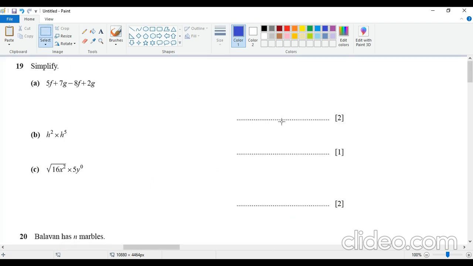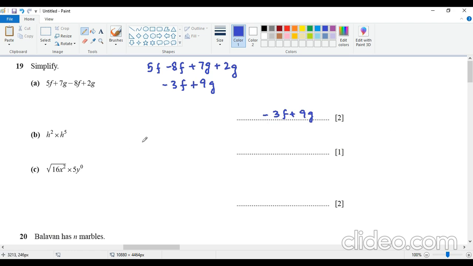In question number 19, it says 5f plus 7g minus 8f plus 2g. So we'll put like terms together: 5f minus 8f plus 7g plus 2g. And 5f minus 8f is going to give us minus 3f and plus 9g as the correct answer. So you need to write minus 3f plus 9g as the correct answer.